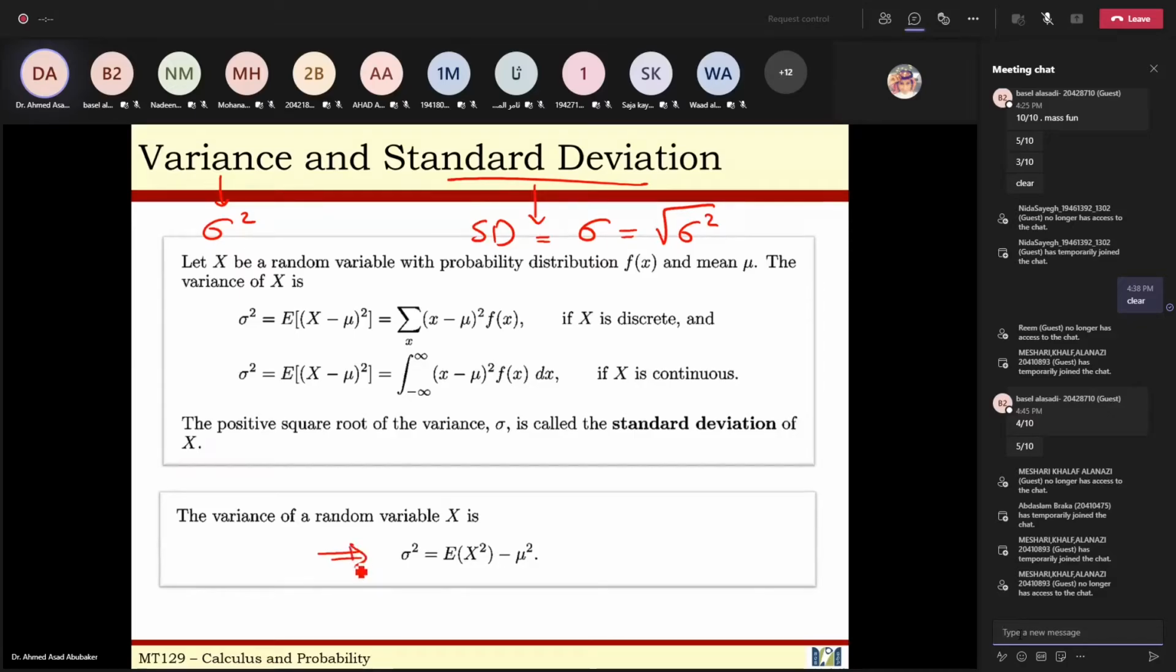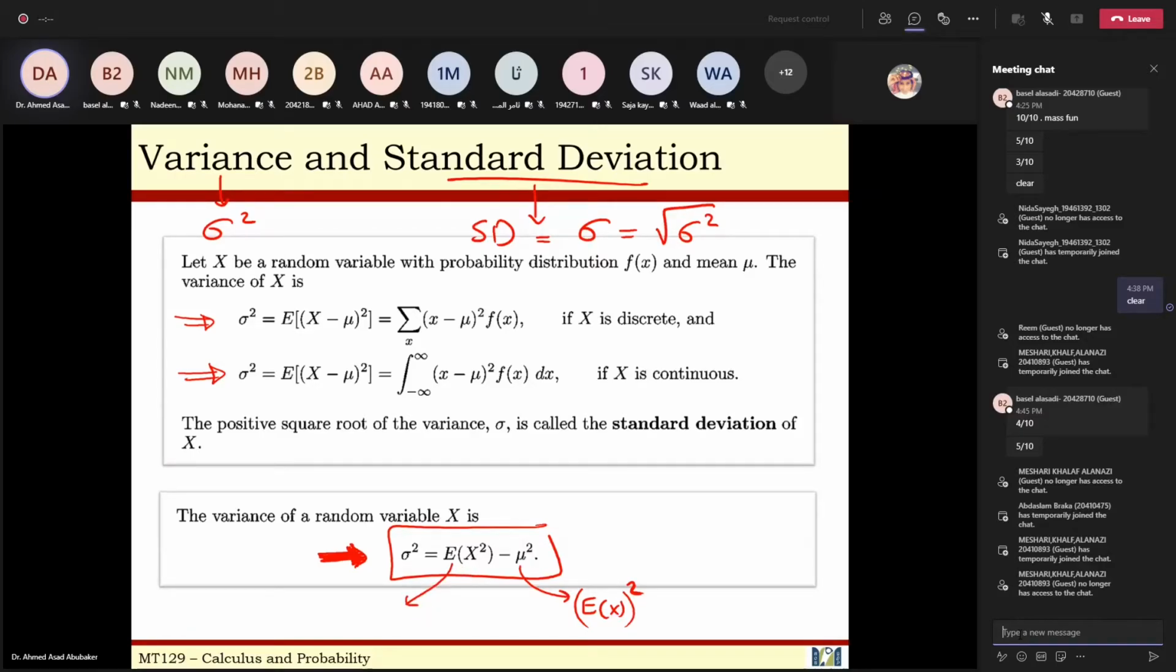This one is better than this one. This one is more complicated, and this one is very easy, so use this one. If you use this one, this is the expected value E(X) all square. So if we need to find the variance, we must find the mean or expected value.